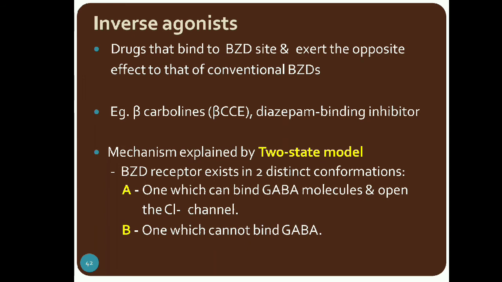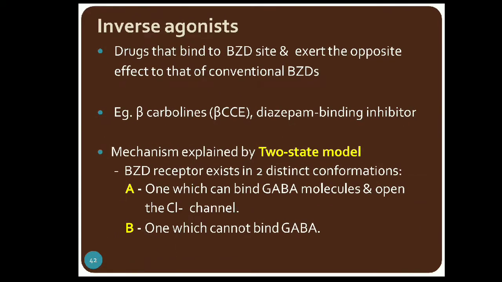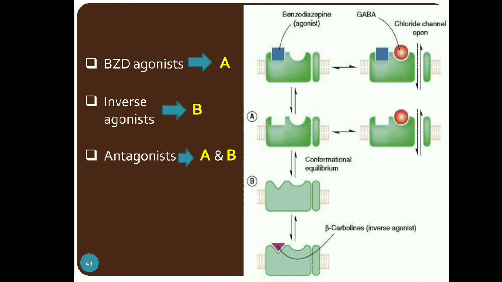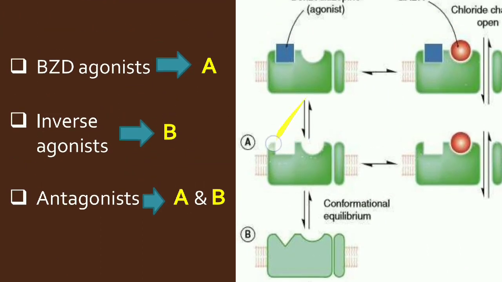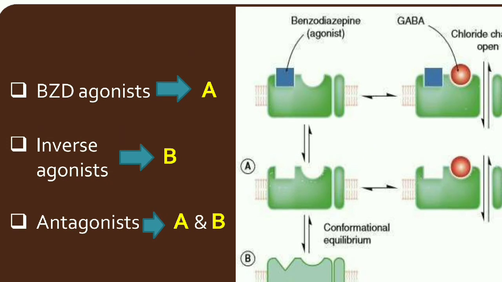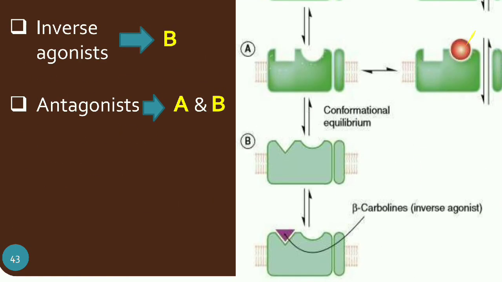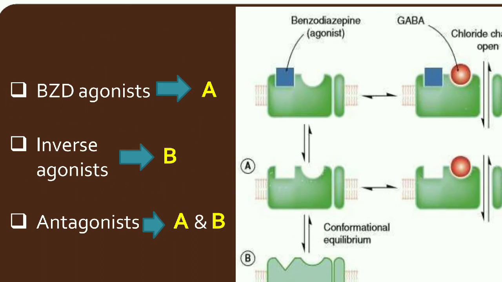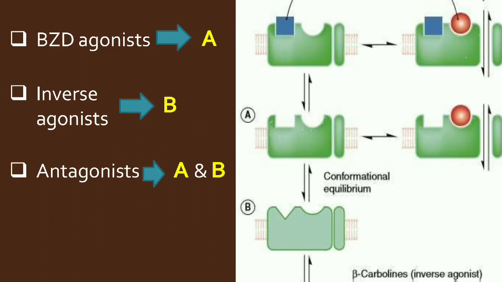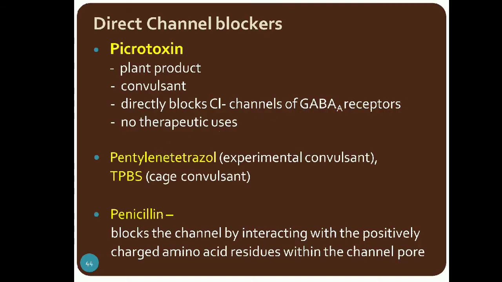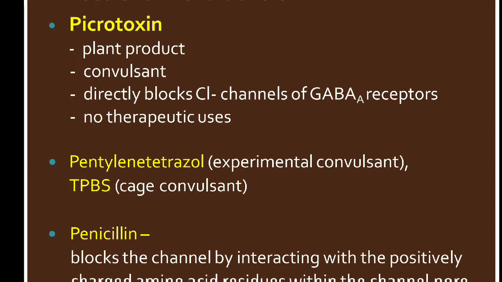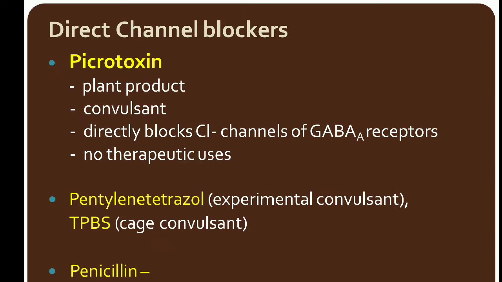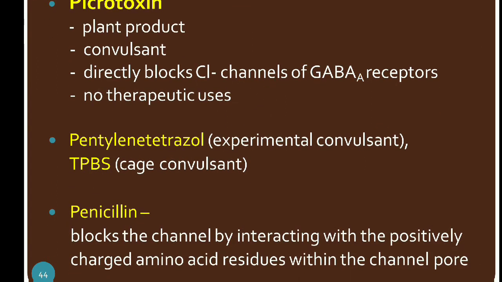BZ agonist like A, and then, okay, you can keep in mind the inverse agonist mechanism B. Now, direct channel blockers. Some drugs, such as picrotoxin, a plant product, are direct blockers of the chloride channel of the GABA receptor, with no therapeutic use. Pentylenetetrazole is an experimental convulsant. Penicillin blocks the channel by interacting its positive charged amino acid residues with the channel pore.